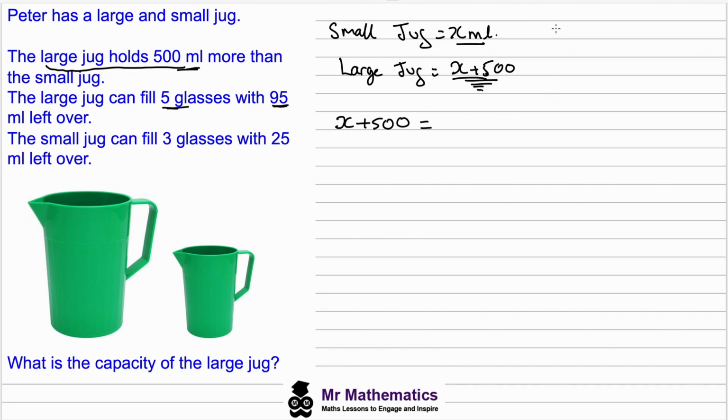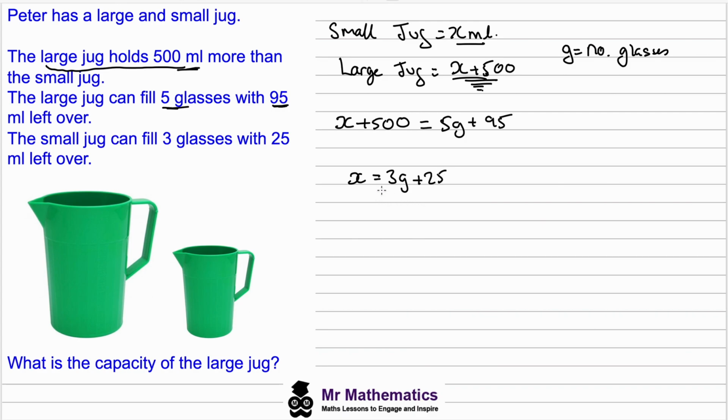So if we say that G is equal to the number of glasses, then we can say this is 5G plus 95. And the small jug can fill 3 glasses with 25 milliliters left over. And we know the small jug is X. So X will equal 3 glasses, 3G, plus 25.